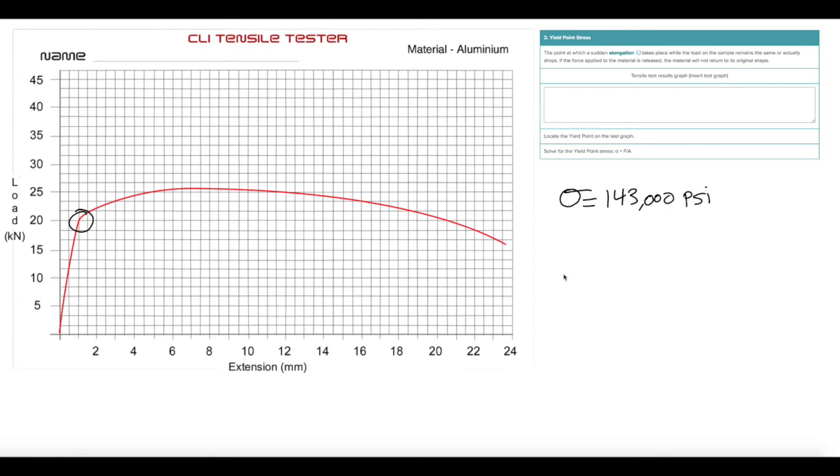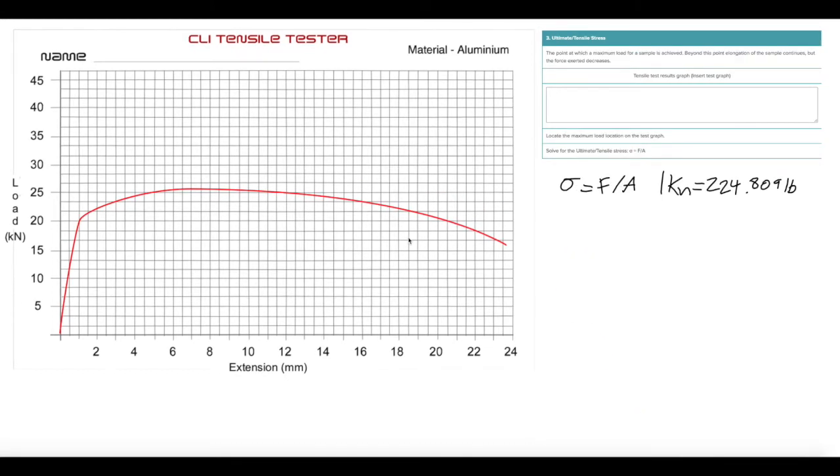Now, I will tell you this, if you were able to run these experiments on your computer, there was one metal that you could have run that actually did have a very well-defined yield point that was not the same as the elastic limit. But we can talk about that later if you guys want. Let's move on to question 3.